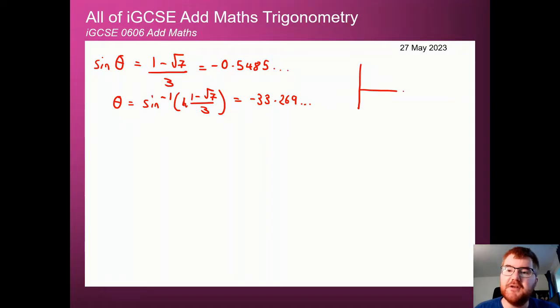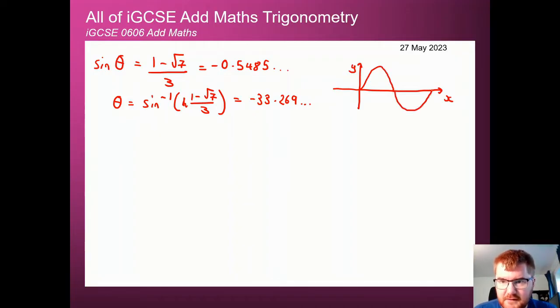So I'm going to draw a quick sketch here of the sine function. Again, you should be used to this from standard maths as well, where I'm going to extend this slightly here. The sine graph goes between 0 and 360 here, so we're going to go like so. This is our graph. However, what we've done here is we've worked out this solution, this here of minus 33.269 dot dot dot. And we actually want the solutions over here. So this solution and this solution. So we want to read both of these off.